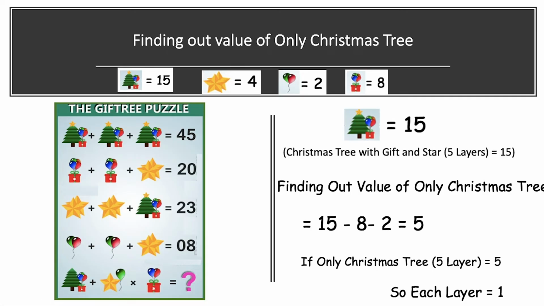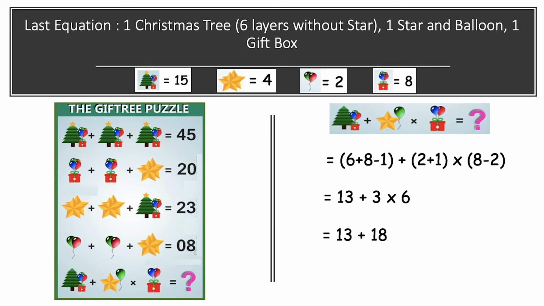So friends, if only the Christmas tree which has 5 layers has the value 5, that means each layer in the Christmas tree has the value 1. So we have got every value. Now jumping on to our last equation and solving the puzzle. In the last equation, we have one Christmas tree which has got 6 layers without a star and one gift box. But in the gift box we have got only 3 balloons. Earlier, all the gift boxes had 4 balloons, but here it has only 3 balloons.